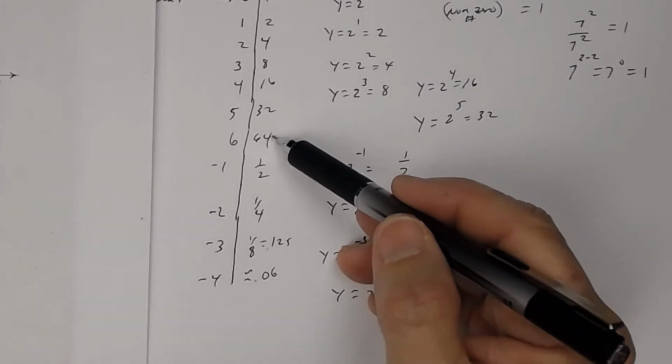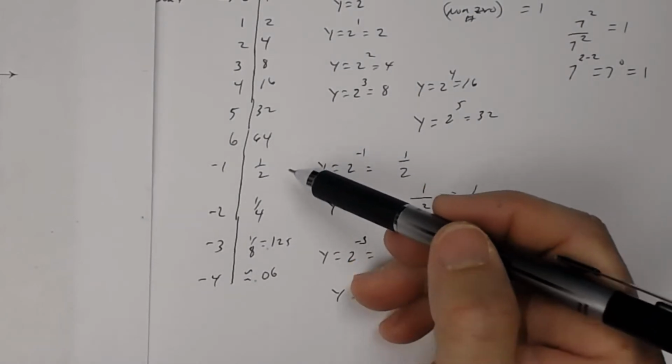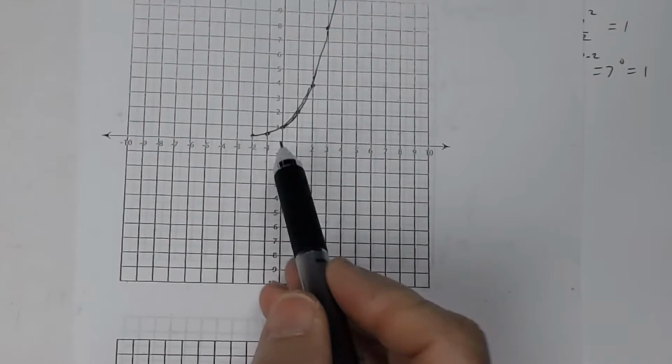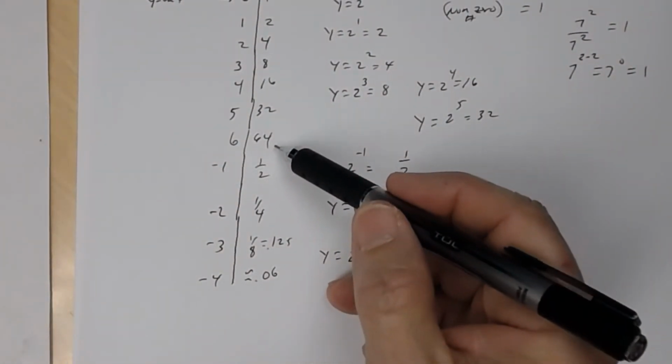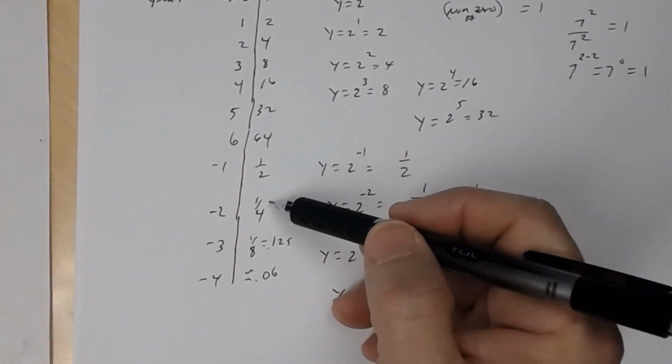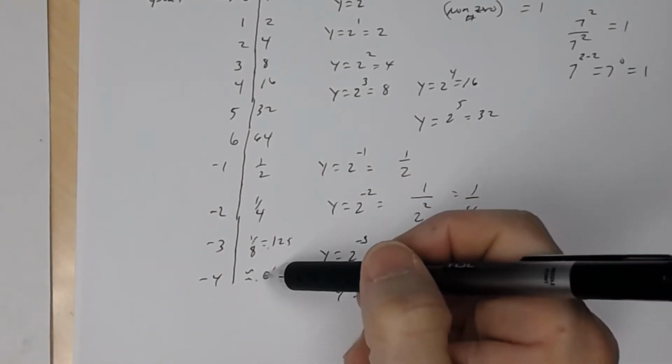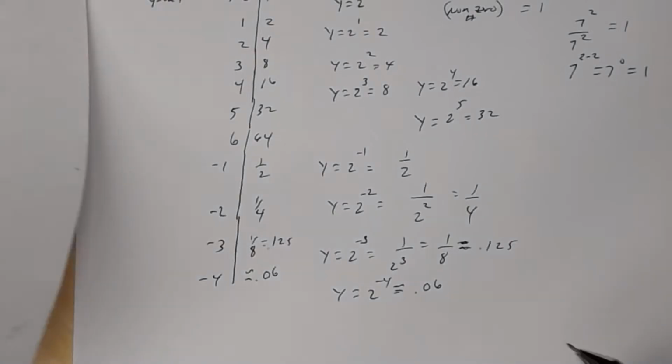32 times 2, 64. 64 times 2 will be 128, and so on. As you go to the left, on this side, you're actually dividing by 2. 1/2 divided by 2 is 1/4. 1/4 divided by 2 is 1/8. 1/8 divided by 2 is 1/16, and so on. Okay? So your y values are getting smaller and smaller.